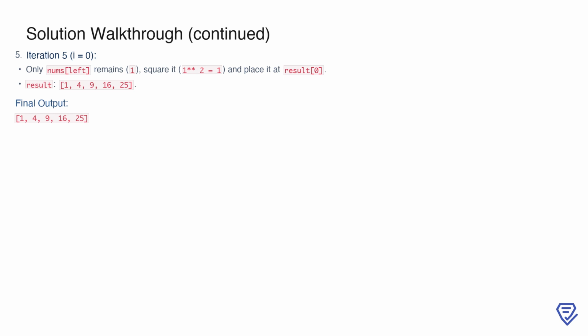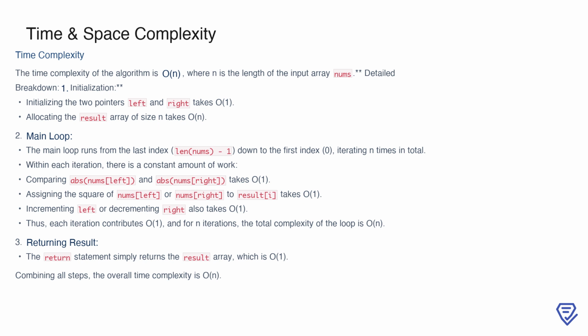Each example demonstrates that the two-pointer approach efficiently sorts the squares of a sorted array. By comparing the absolute values at both ends, we ensure that the largest squares are placed in descending order from the back of the result array, eventually resulting in a fully sorted array of squares. The time complexity of this algorithm is O(n), where n represents the length of the input array nums.